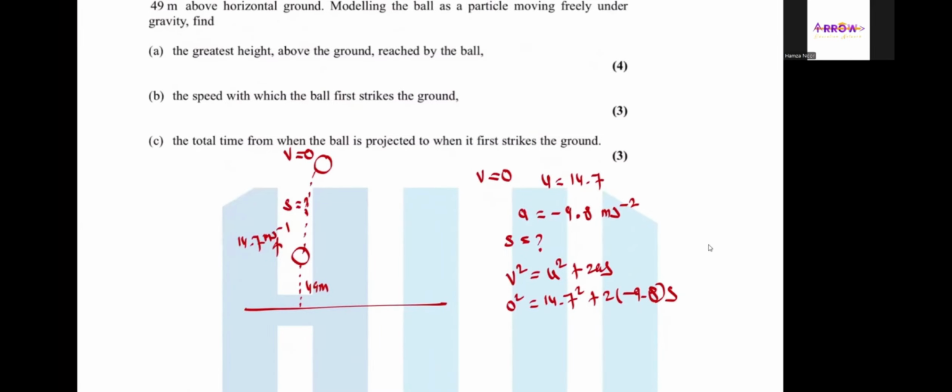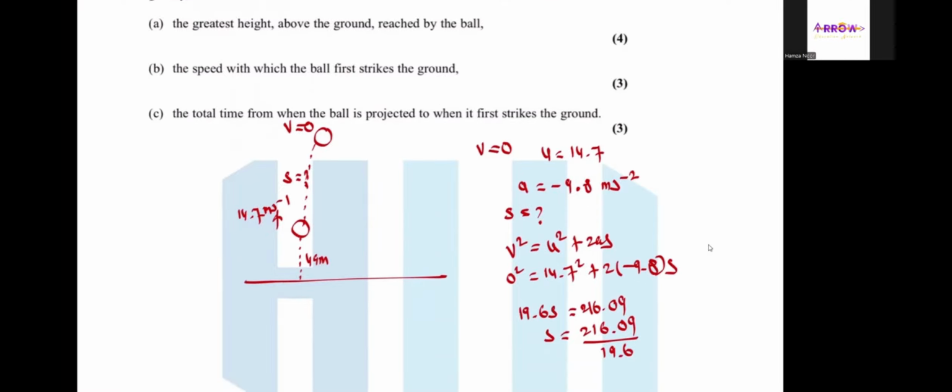So 19.6 times S is equal to 14.7 squared, meaning 216.09. Therefore S is equal to 216.09 divided by 19.6. How much is this? This is 11.025 meter. But we need to find the height above the ground.